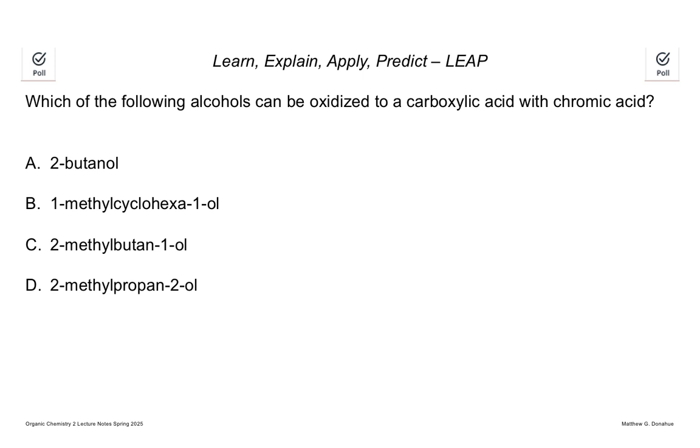Which of the following alcohols can be oxidized to the carboxylic acid with chromic acid? The clue here is the alcohol must be primary. What'd you say? So C. We have a 4-carbon chain, alcohol at the 1 position, and a methyl group at the 2 position. So that's a primary alcohol.